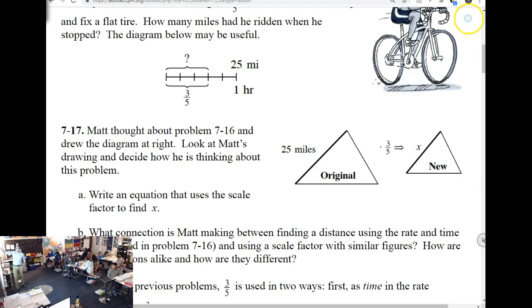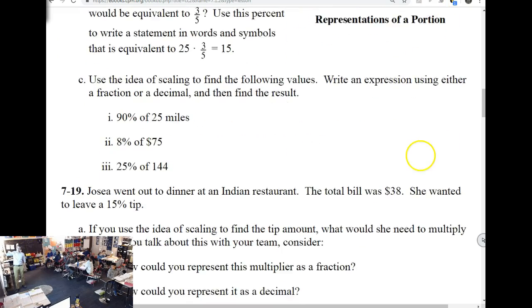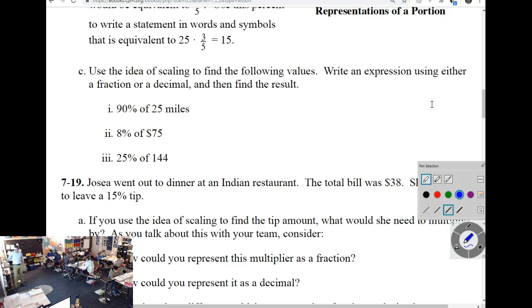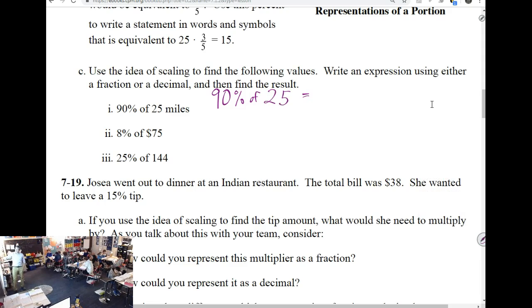I'll give you at least another minute to get through with these. We want to try to do these without calculators, right? We're able to do the work without calculators. We might as well.